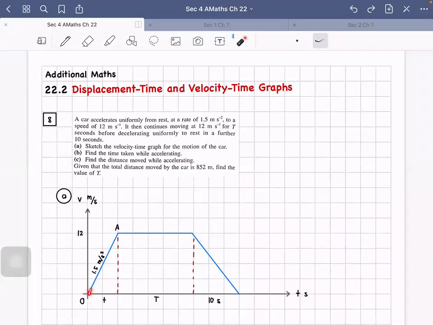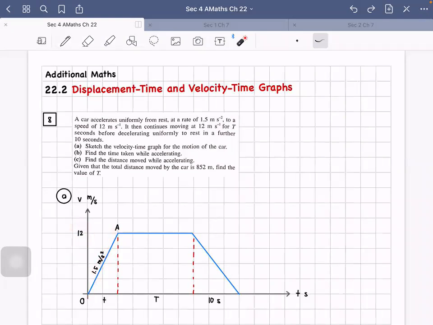It accelerates at 1.5 meters per square second, and to a speed of 12 meters per second. So 12 meters per second is this one. Class, it's up to you how long or how short you're going to draw it. You can write it here and then just label that 12. When you sketch this, don't forget to label the 12 meters per second because that's the speed.